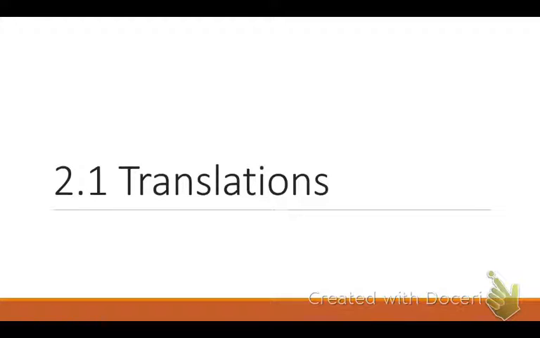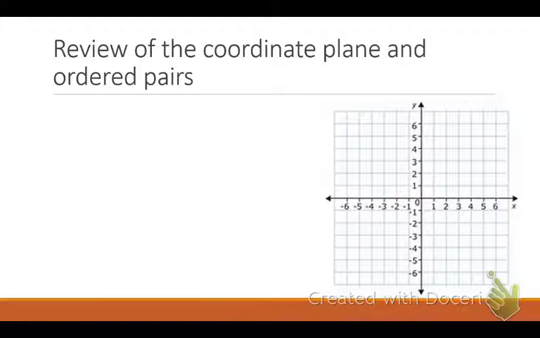All right, so today we're in section 2.1, translations. It's the first type of transformation that we're going to learn out of our four types of translations. But in order to understand translations, you have to know what this is. What is it, guys? It is the coordinate plane.